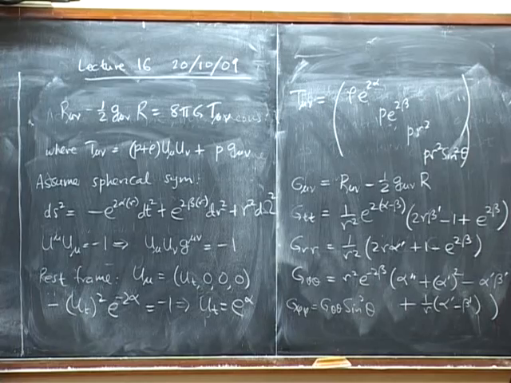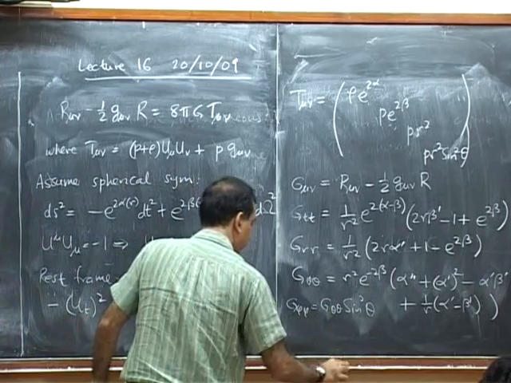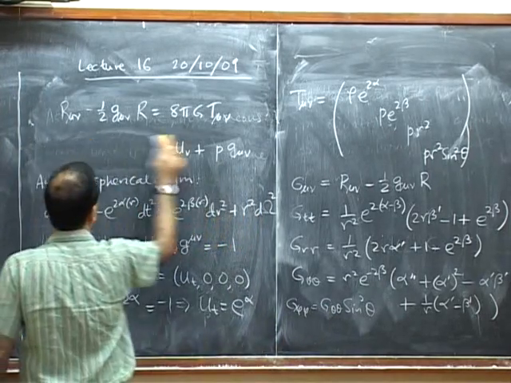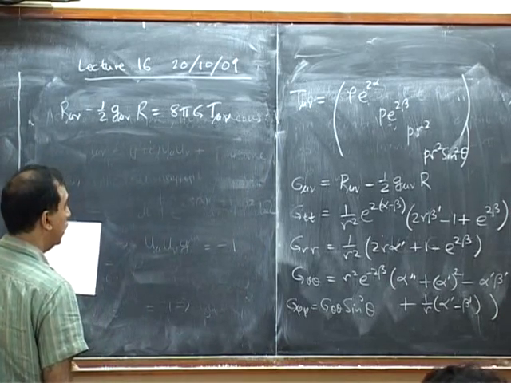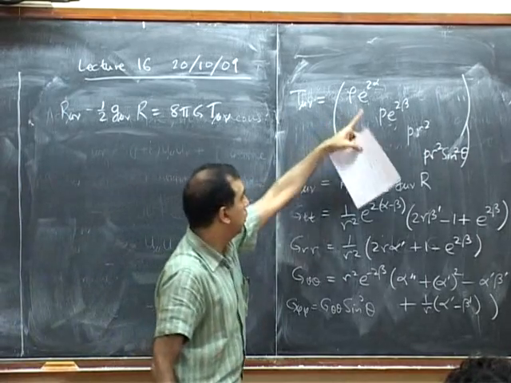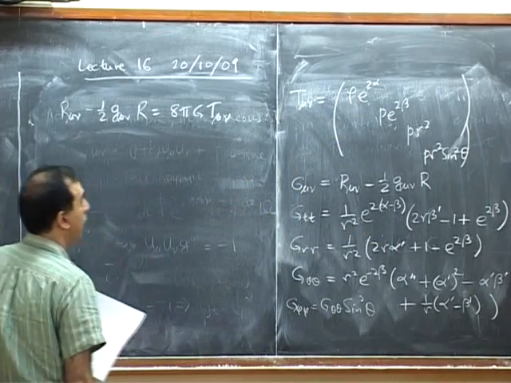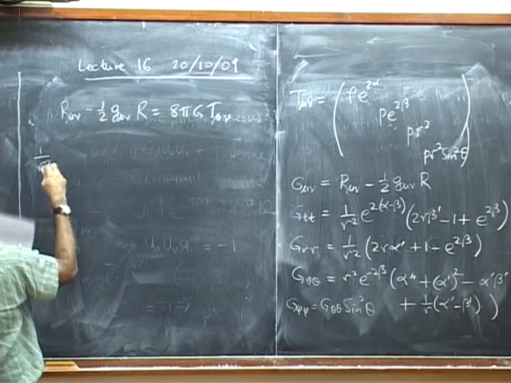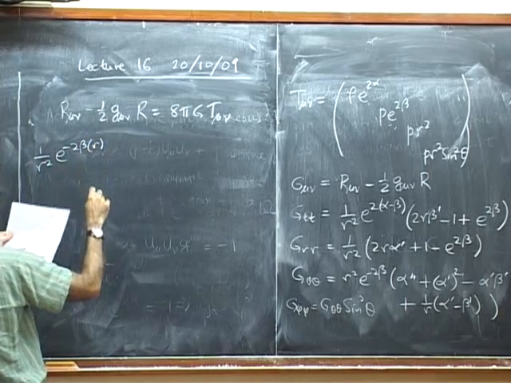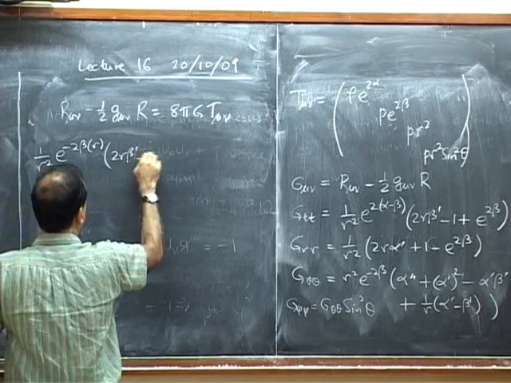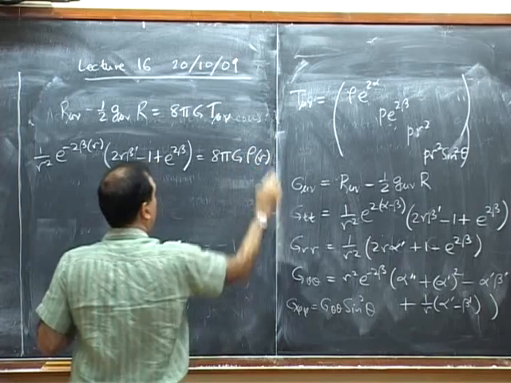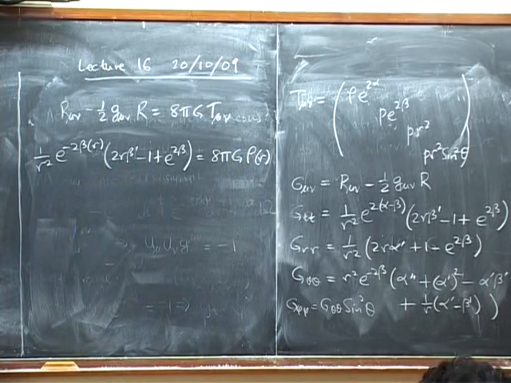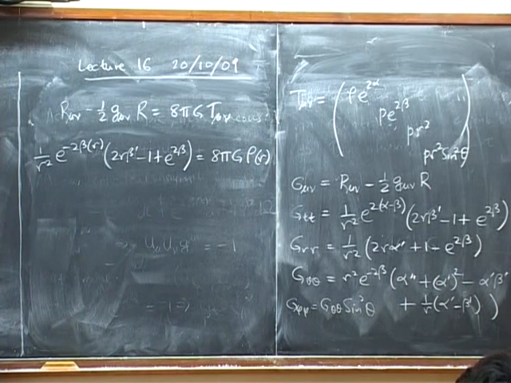Okay. So now what do I have to do? So the tt equation sets G_tt equals rho e to the 2 alpha, and you see that e to the 2 alpha cancels on both sides. Okay, so we get 1 by r squared e to the minus 2 beta of r, 2 r beta prime minus 1 plus e to the 2 beta equals 8 pi G rho. So here's an example. This is one of three Einstein equations. There will be three because tt, rr and theta theta.